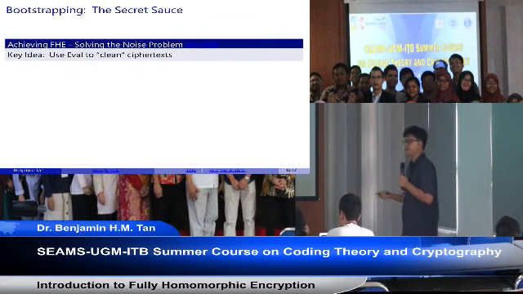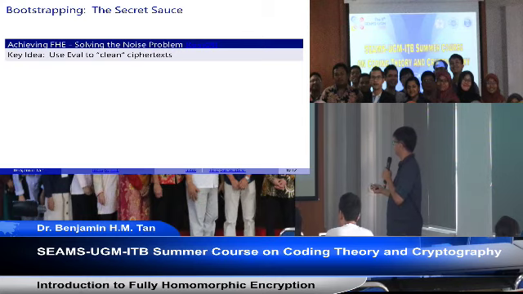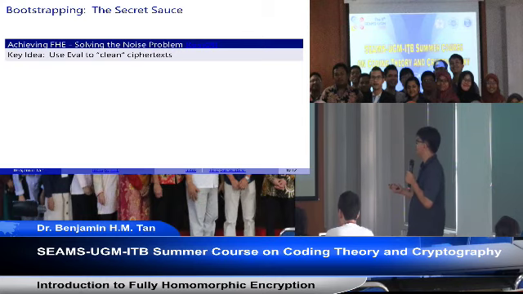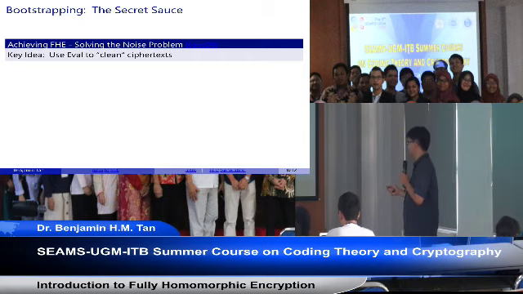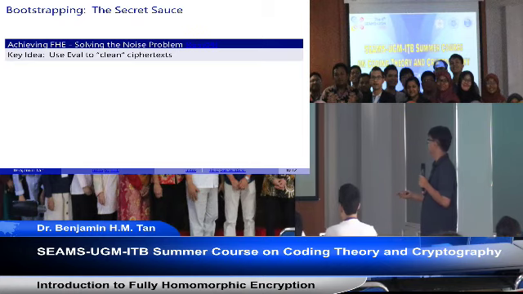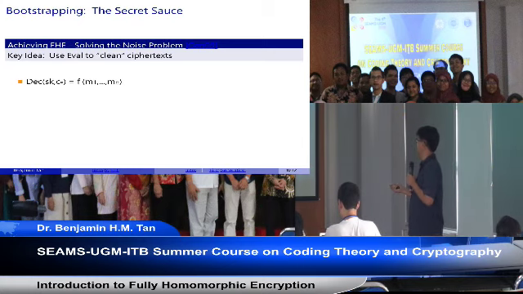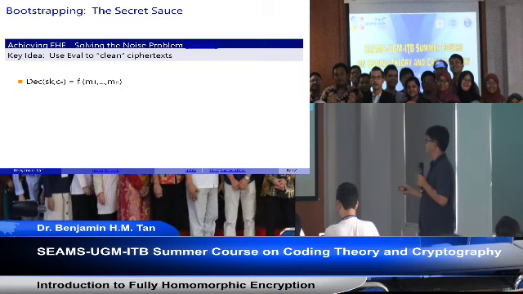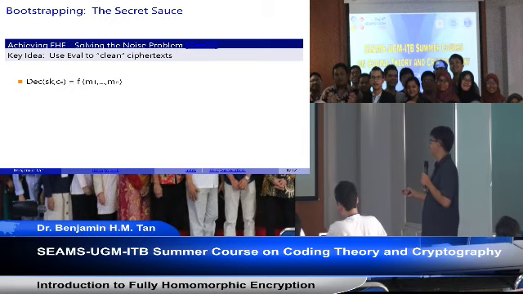So to solve this problem of noise growth, Gentry proposed this idea called bootstrapping. And this technique basically has this key insight. You can try to use the Eval function to clean up ciphertext. So if you recall the decryption, you can think of it as, if you take the ciphertext C star from the previous slide and try to decrypt that, you will get the function f on your inputs.